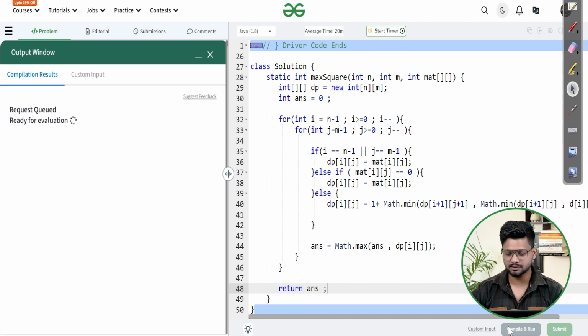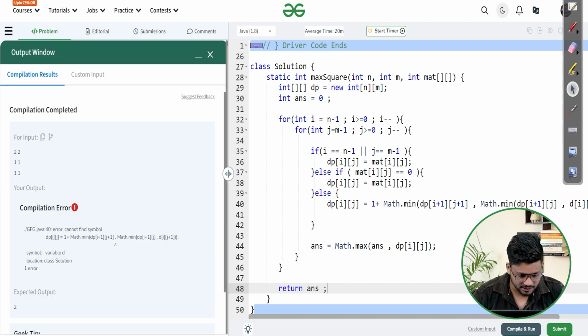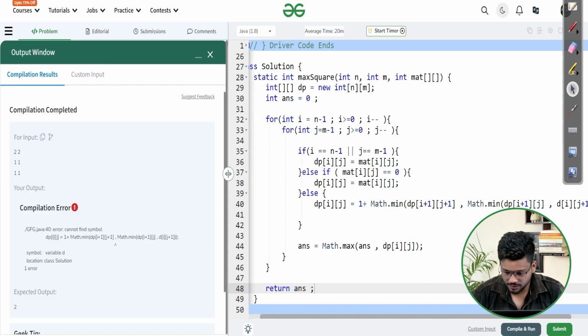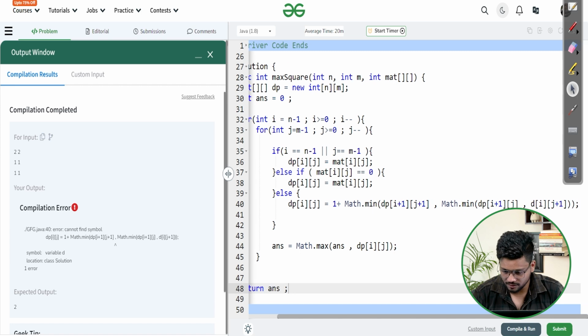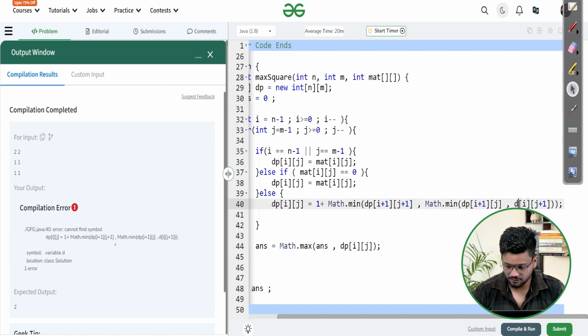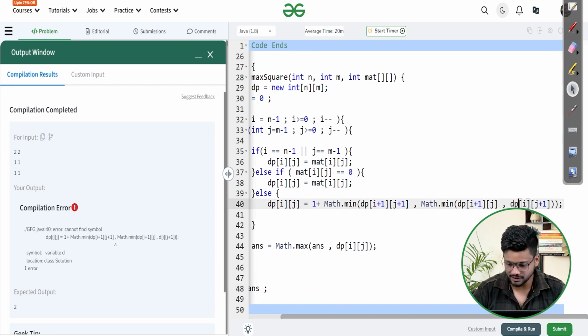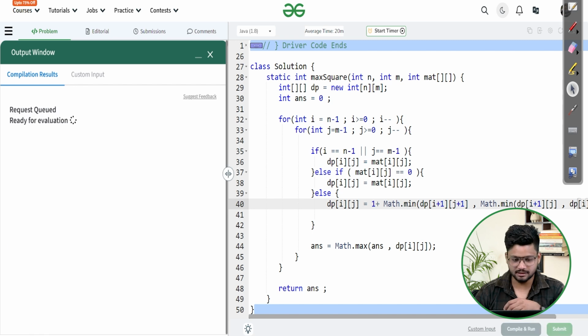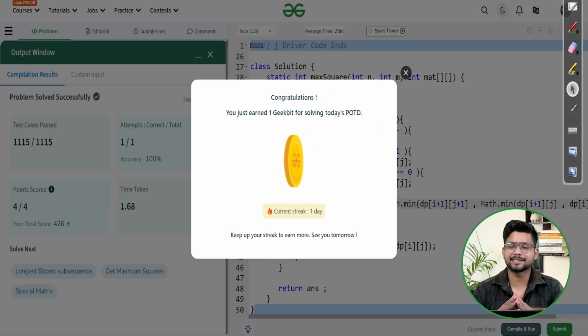So let's try to run this. Okay, so I think there might be some error. dp of i plus 1, j plus 1, mat dot i. I forgot to put the dp over here, so now it is giving us the right answer. Let's try to submit it. Okay, so we have submitted the question.